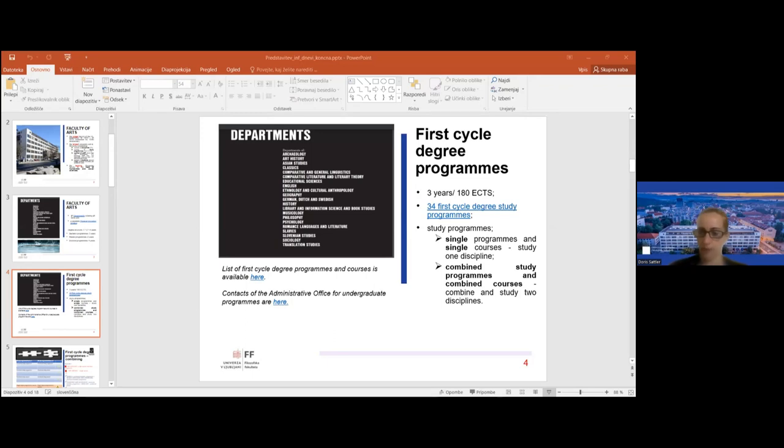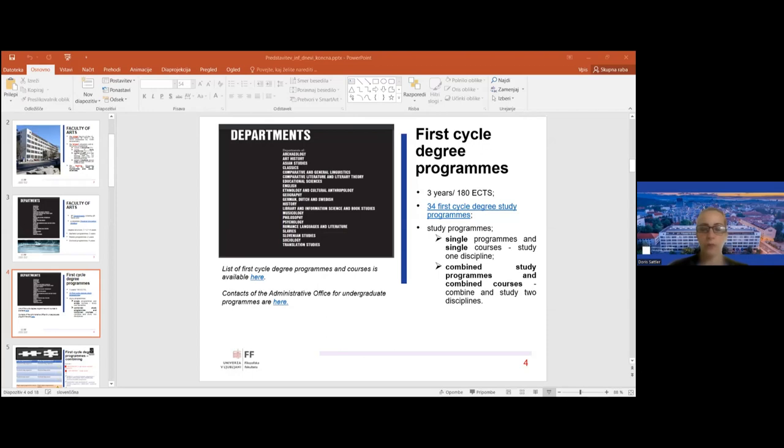So the magic rule is that if there is a combine in the name of the program, you can combine them together. However, you cannot combine a single subject bachelor programs and single courses because you study, in this case, only one discipline. And of course, it is also not possible to combine study courses of the study program translation with each other. If you have some dilemmas regarding combining the study programs, of course, we also have a table available. And also, you can call us if you have any further questions regarding this.